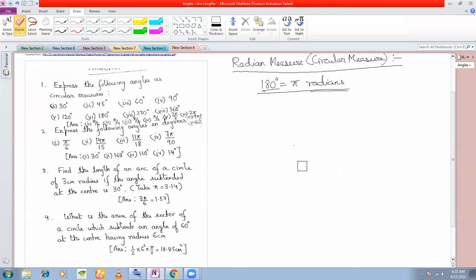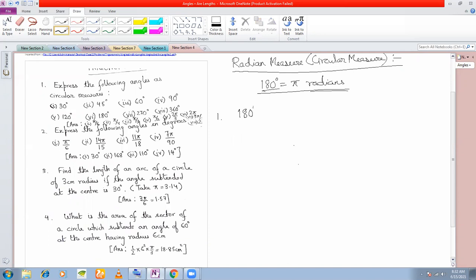So let's see the first question here. The first question is, express the following measures of angles as circular measure. Circular measure means radian measure. 30 degree. So 30 degree is how many radians? How do you convert this to radians?